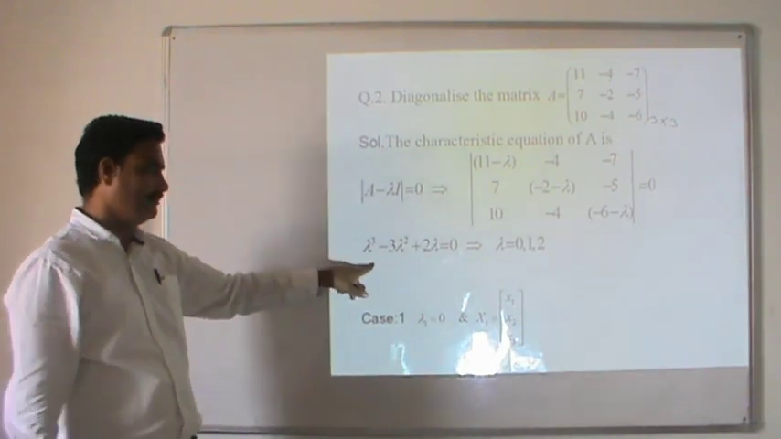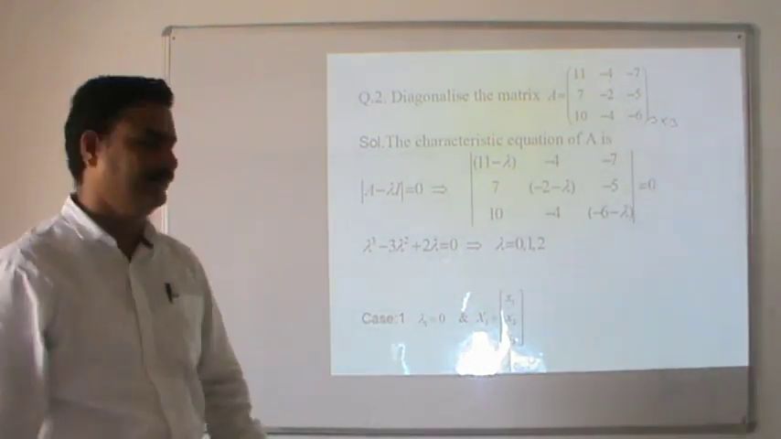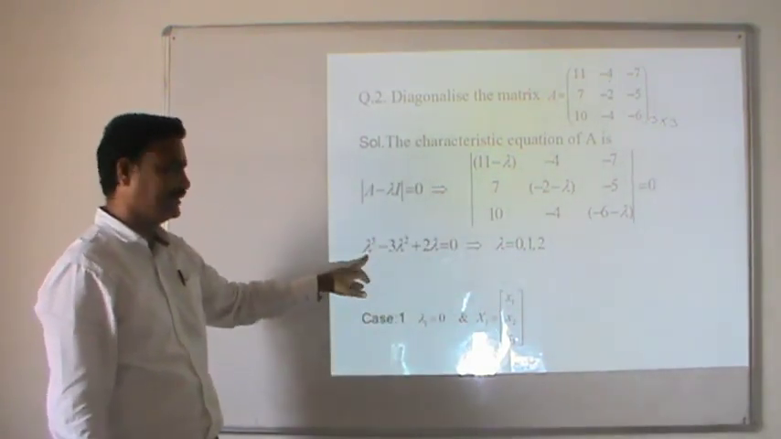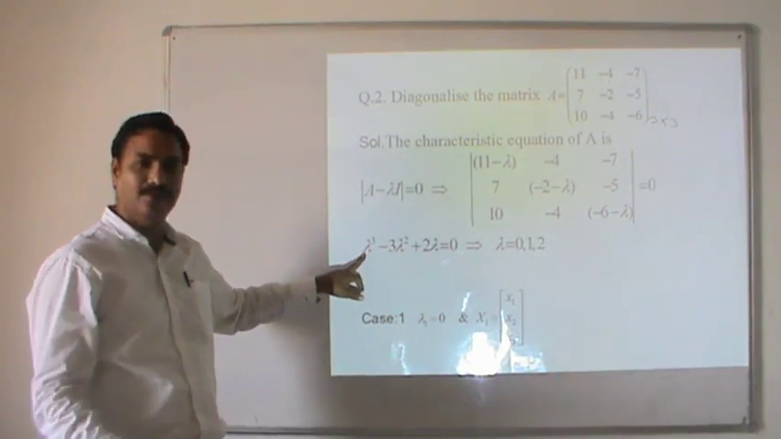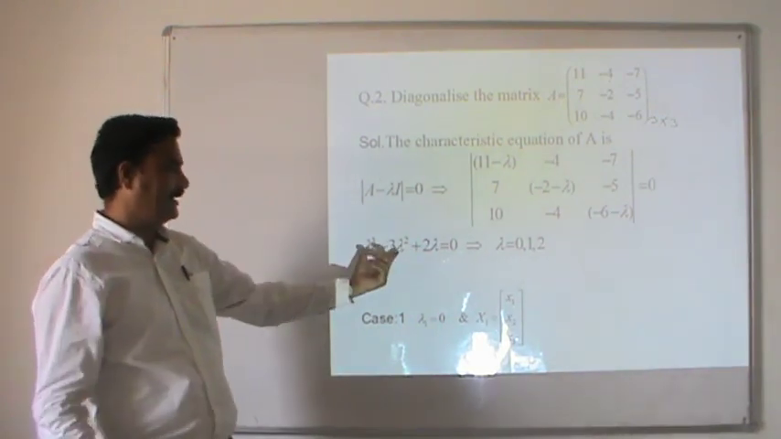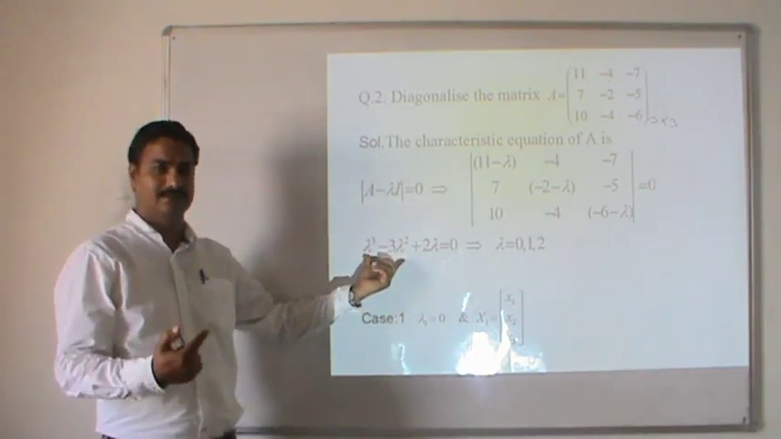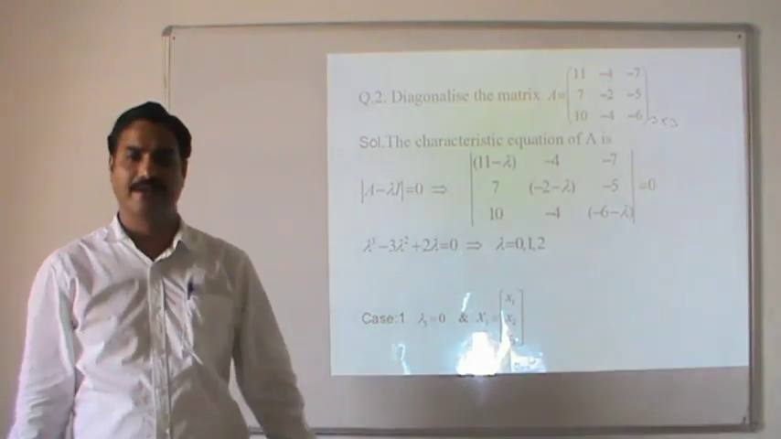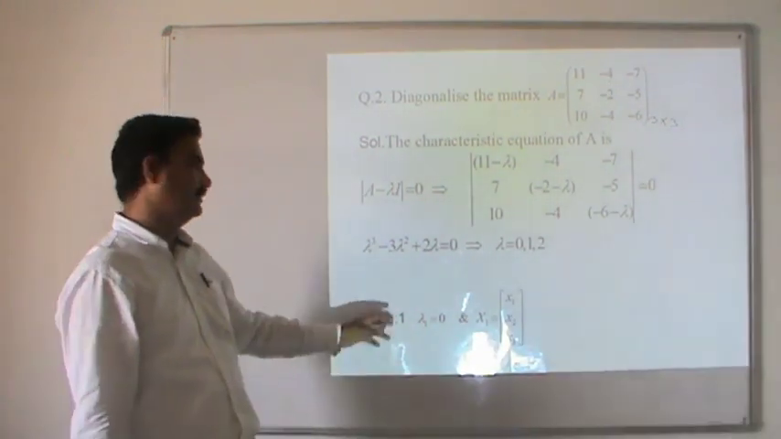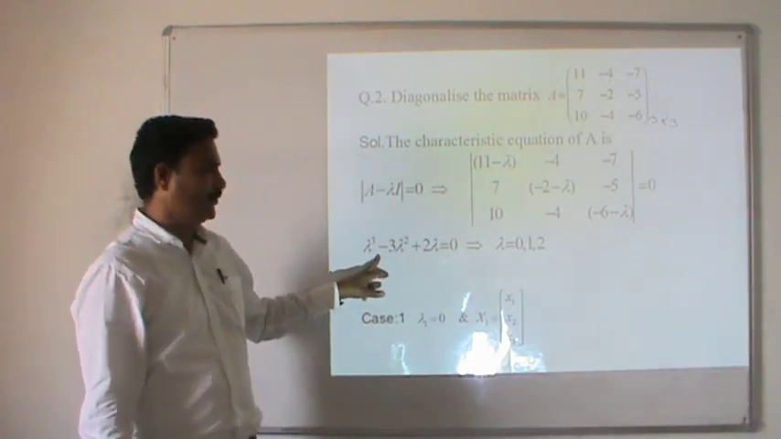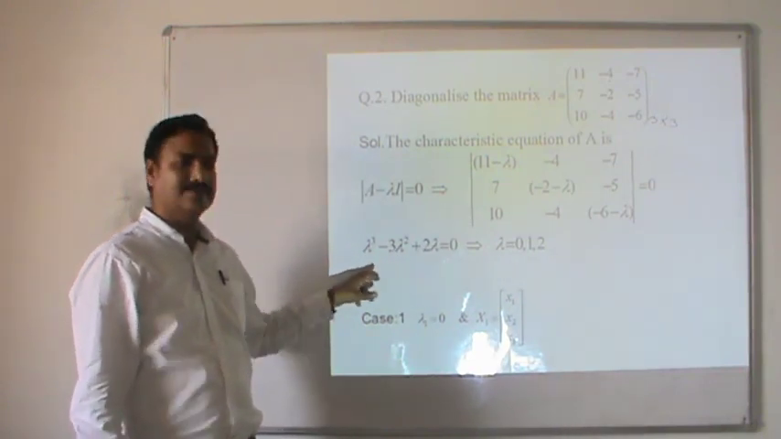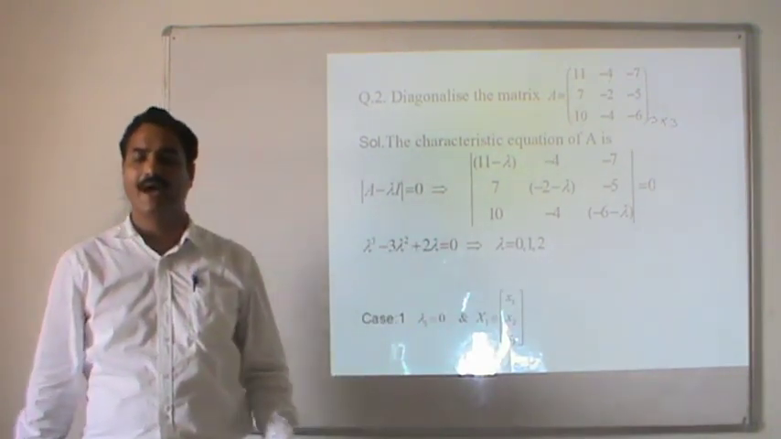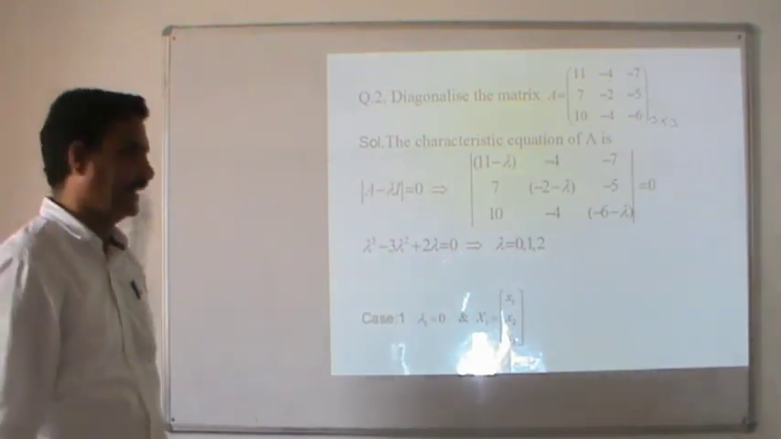And this cubic equation obviously possesses three values of lambda. The values are 0, 1 and 2. You can easily determine these values by using the hit and trial method. You find one of the roots and thereafter you divide the entire cubic equation by that linear factor and reduce it into a quadratic expression. And by using Sridharacharya's formula or the factorization method, you can easily find the roots of the quadratic equation. So if we simplify this cubic equation, we get three values of lambda, which are 0, 1 and 2, and these are the three eigenvalues for the square matrix A.